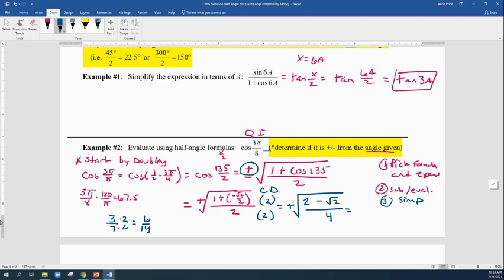The last little piece that I'll normally see this reduced to is you have the square root of the numerator over the square root of the denominator, which is 4. The square root of 4 can be nicely written as just 2. So this is going to become plus the square root of 2 minus root 2, all divided by 2, because the square root of 4 simplifies down to just 2. And this is going to be our exact answer for the cosine of 3 pi over 8.